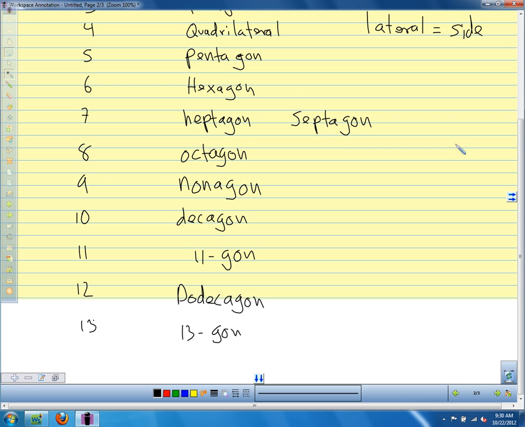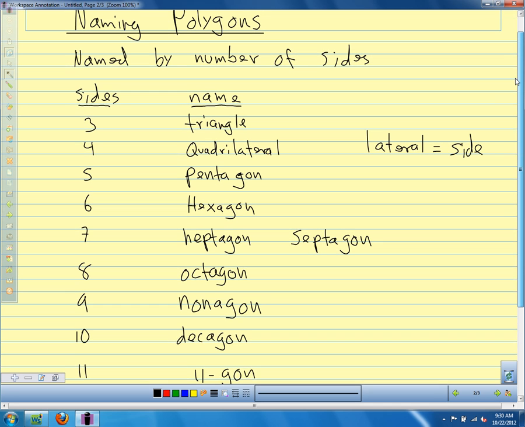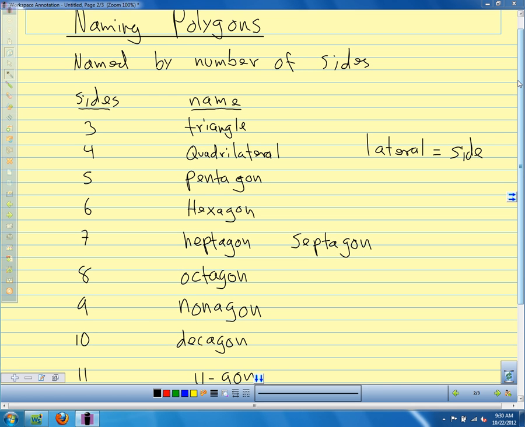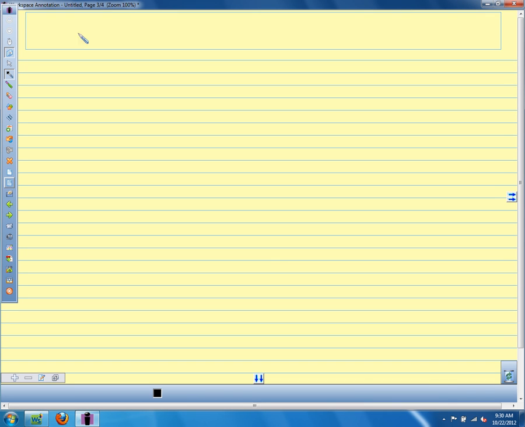All right, so this is just a quick list of how we name them. We name our polygons by how many sides they have. And it's something that we're all fairly familiar with. All right, let's talk about a couple special types of polygons.